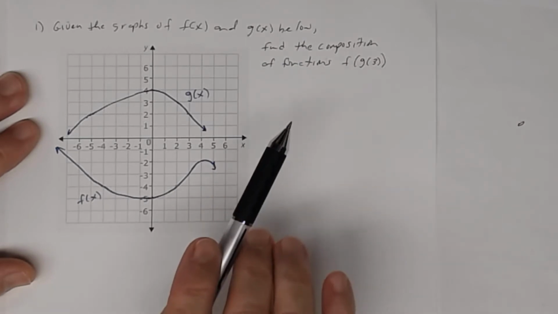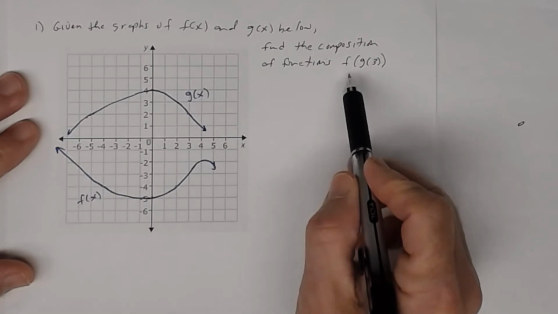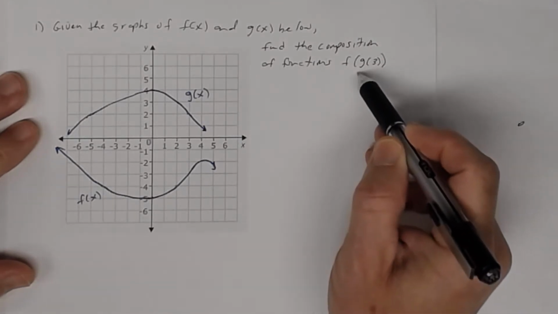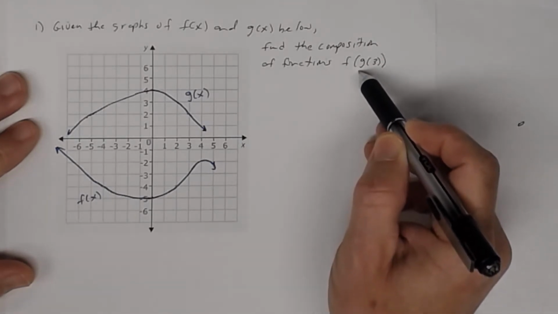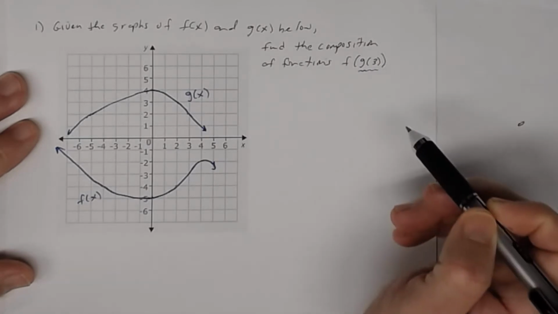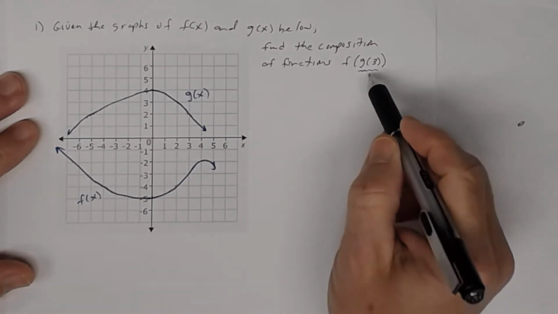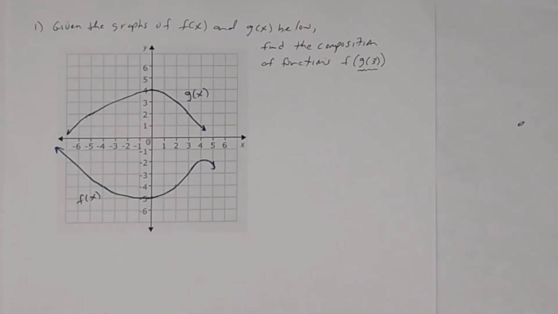And what you want to do is find the composition of functions f of g of 3. So remember, when finding f of g of 3, you have to look at the innermost function first, right here. So you've got to find g of 3 first. And to find g of 3, remember what that means.